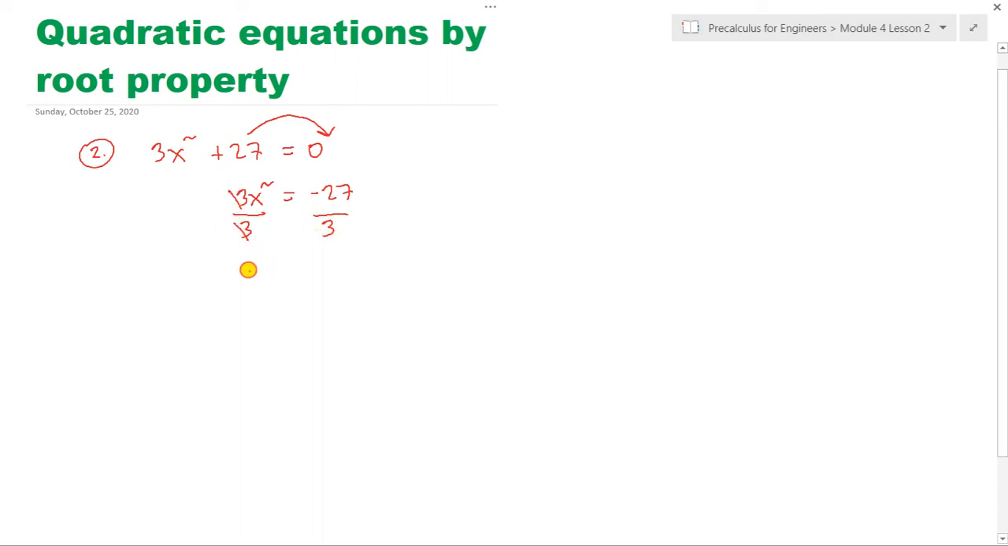So makancel yung 3. What's left is x squared is equal to negative 27 divided by 3. And what is negative 27 divided by 3? That is equal to negative 9.